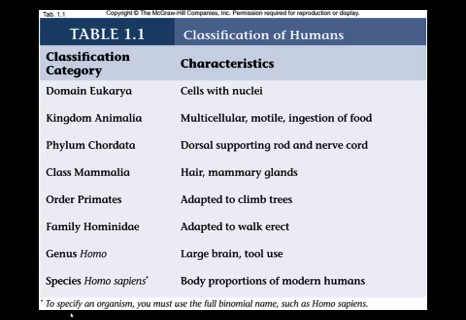Primates are mammals that climb trees. Hominids are primates that are able to walk erect. Next, members of the genus Homo must have a large brain and show evidence of tool use. And finally, the species Homo sapiens must possess body proportions of modern humans. As you can see, each successive group becomes more and more specific. All living organisms can similarly be classified based on similar characteristics.